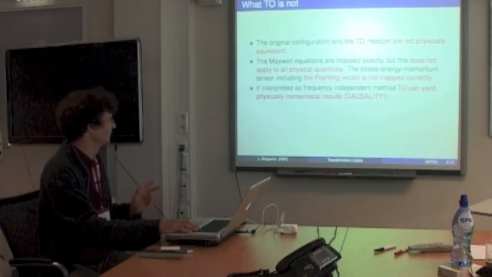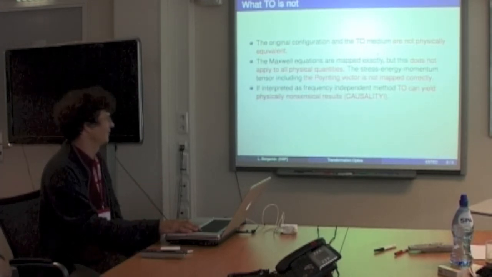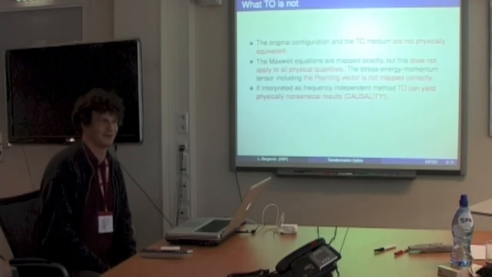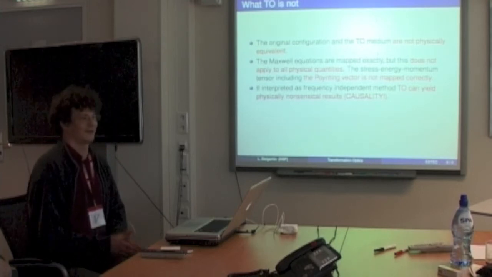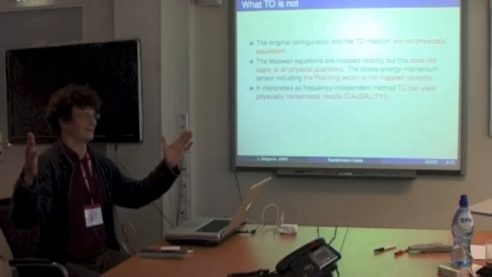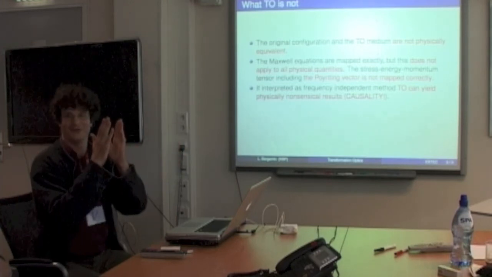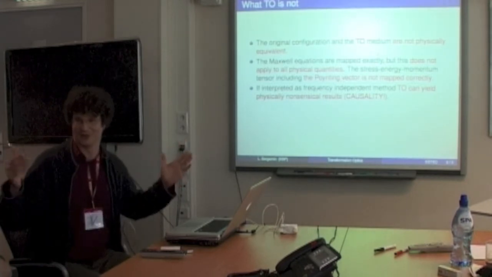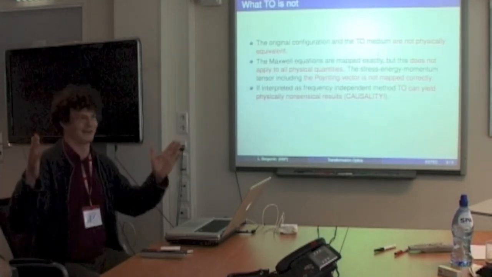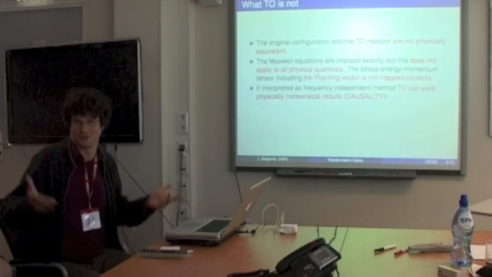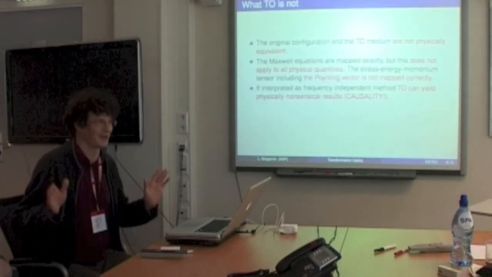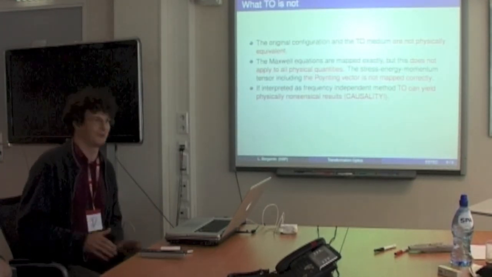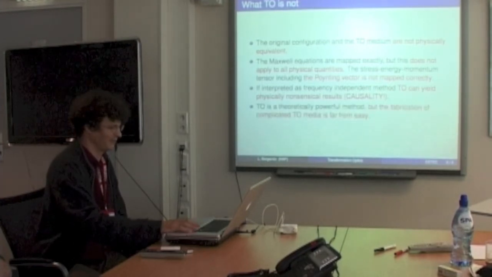If interpreted as a frequency-independent method, transformation optics can yield physically nonsensical results. Well, that's rather simple, because think you have a slab like this, and in transformation optics I make it like this, then you need superluminal speed of light inside your slab, and if it's frequency independent, you break causality. So you have to be careful. You can do things that become nonsense unless you interpret this as a single frequency method.